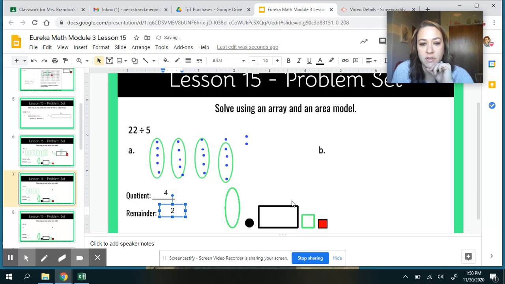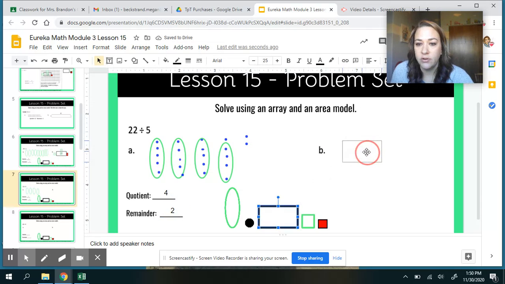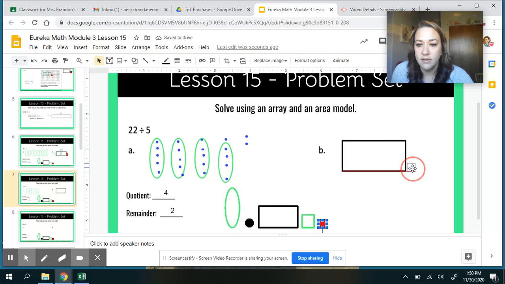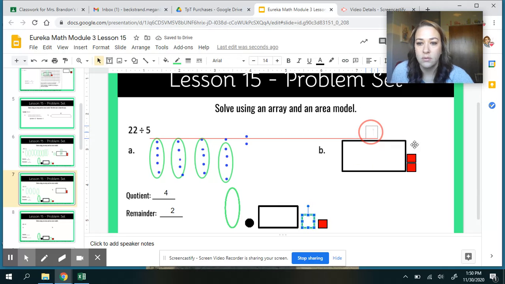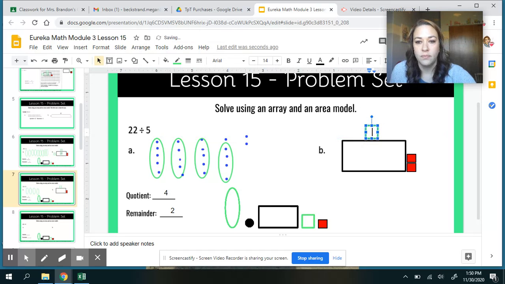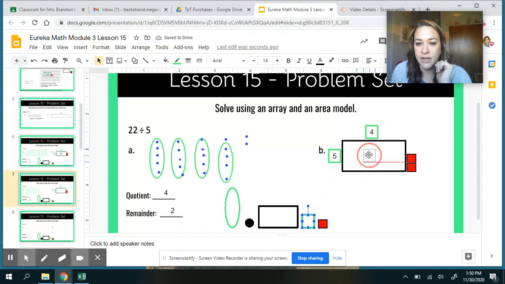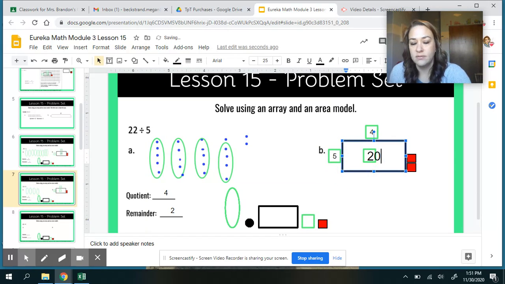Okay, so we're going to show this in our area model. I have 2 left over, so I'm going to show my 2 remainders off here on the side. I got a quotient of 4. I divided by 5. So 4 times 5, we know gives us that area of 20. Plus the 2 left over gives us 22. So this is a good way just for us to double check our work.